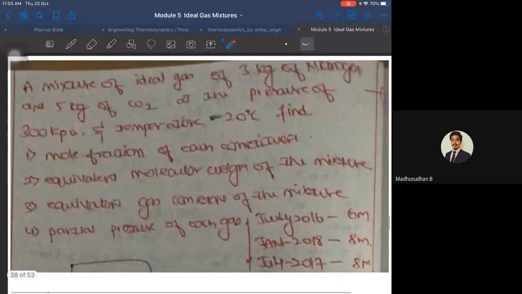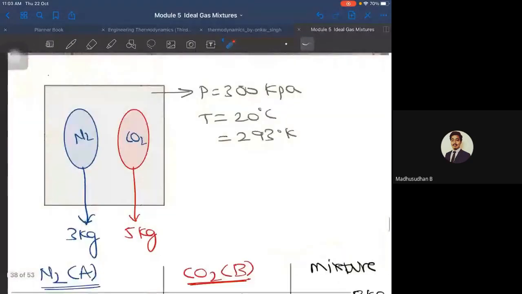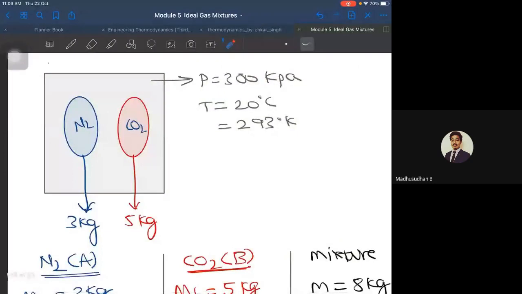So in the problem, what he has given is that there is 3 kg of nitrogen and there is 5 kg of carbon dioxide. The pressure of the total mixture is 300 kPa and the temperature is 293 Kelvin. So this is what he has given.